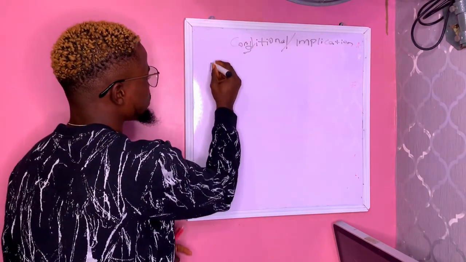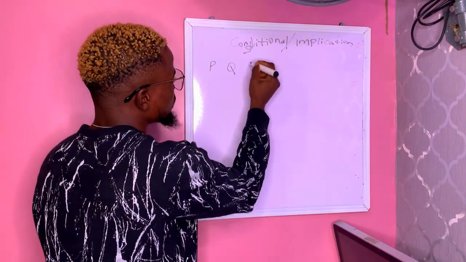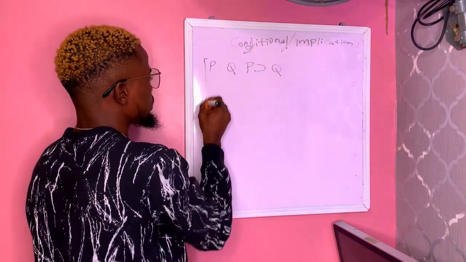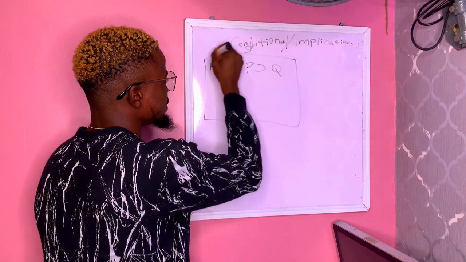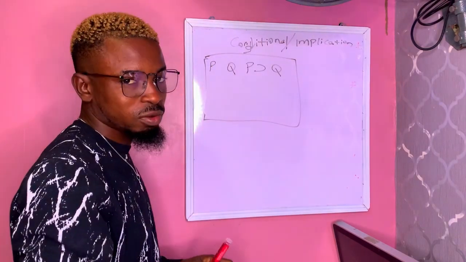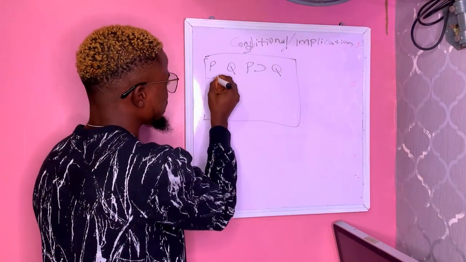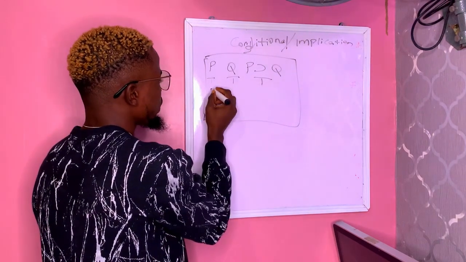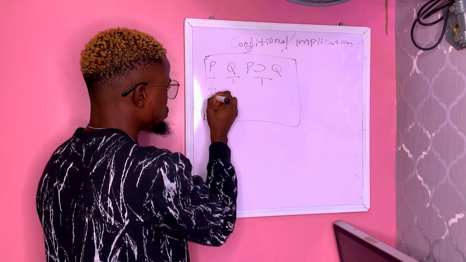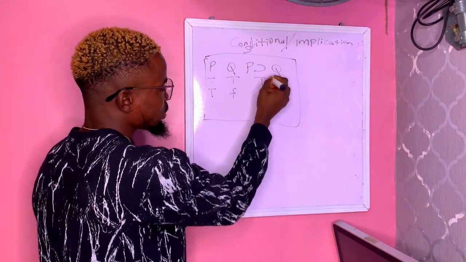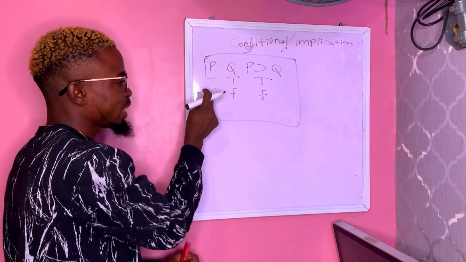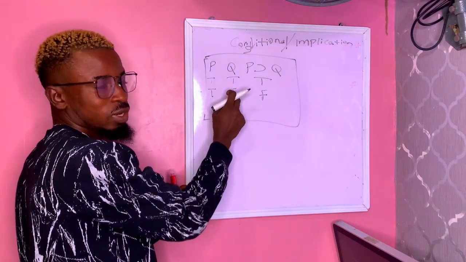So the antecedent is P, the consequent is Q, then the conditional statement together is P implies Q. The only time it is false is when the antecedent is true and the consequent is false. So if the antecedent is true and the consequent is true, then the conditional statement is what? True. If the antecedent is true and the consequent is false, then the conditional statement is false, because it is only false when the antecedent is true and the consequent is false.